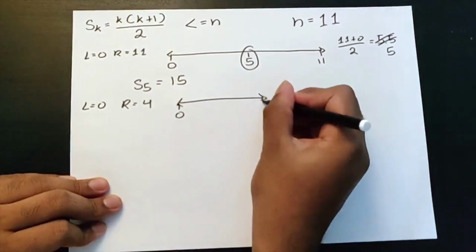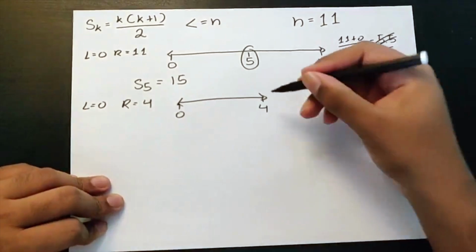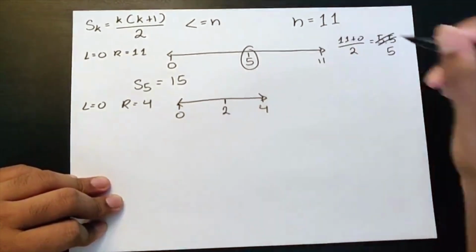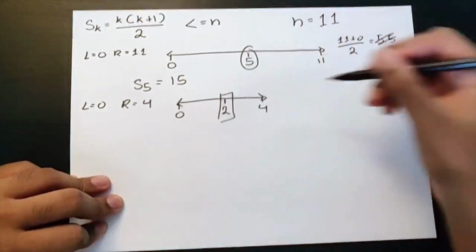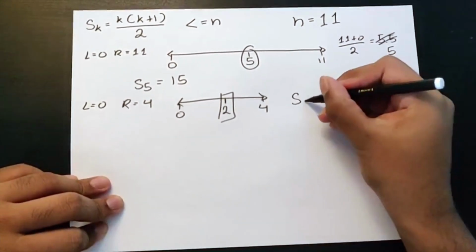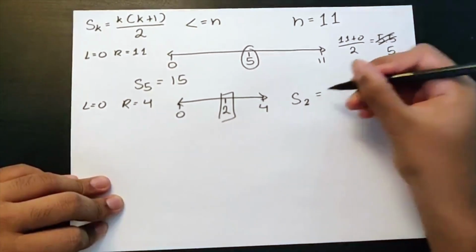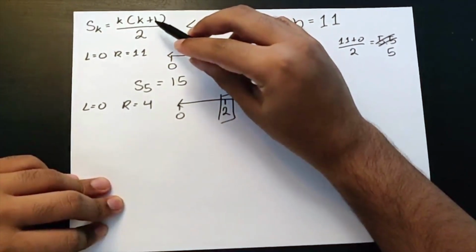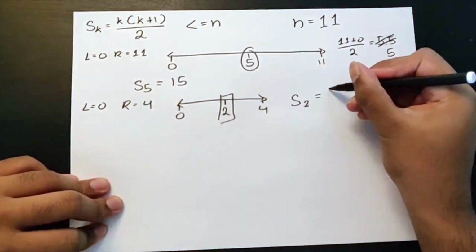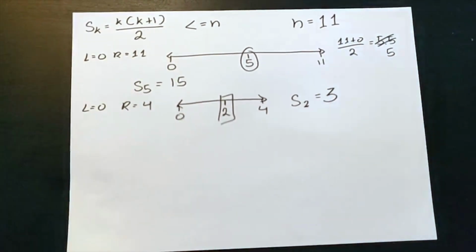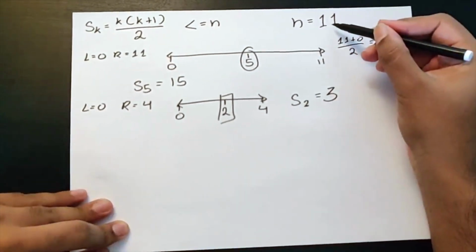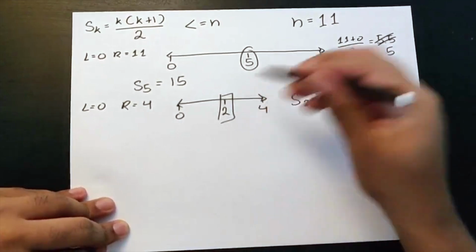So 0 to 4. So the number in between right now is going to be 2. So it's 4 plus 0 divided by 2. So now let's plug in 2 to our equation. S of 2 is equal to 2 into 2 plus 1, 3. So 6 divided by 2, which equals 3. So S of 2 equals 3. Now 3 is way too small. We have 11 coins. So now we're going to move up.